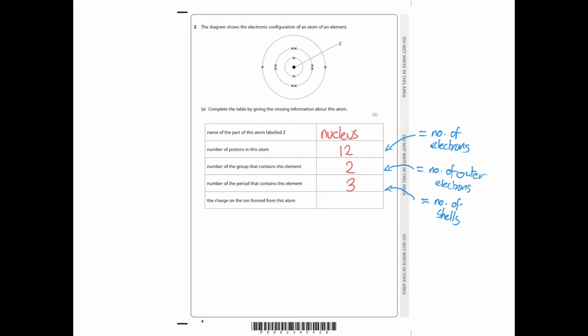The charge on the ion formed from this atom, this is when it goes to form a full outer shell. Well, you've got two options. It's either going to gain 6 electrons to have a -6 charge, or, far easier for the atom to achieve, lose the 2 outer shell electrons to form a 2+ charge.